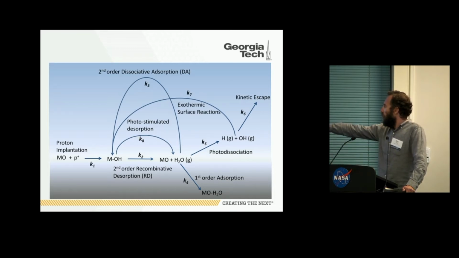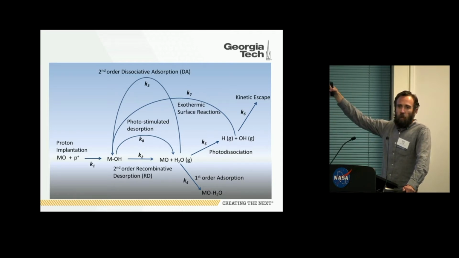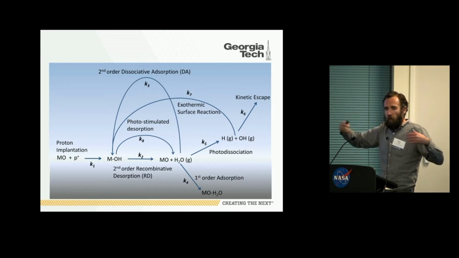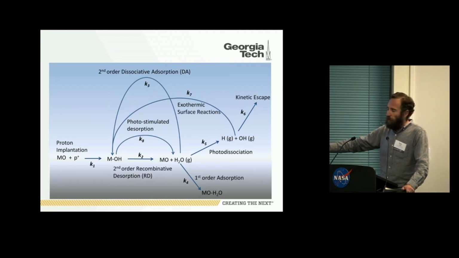Okay. Proton implantation, recombinative desorption, right? That'll form water. Water then has several channels it can take. It can photodissociate, creating radicals. Some of those radicals will then hit the surface again, reacting with the surface and replenishing the MOH signal. Water can adsorb in a cold spot. That's just first order adsorption.